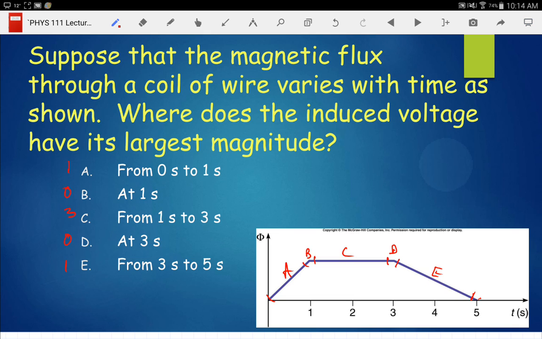Our induced voltage had that equation. We use this symbol script E for EMF, electromotive force, is equal to N change in flux over change in time. The flux was the BA, but here we just had flux. So what is the key for getting the maximum induced voltage? The most change in flux per time. Now, if I have a graph that has flux on one axis and time on the other, how do I get change in flux per time from that graph?